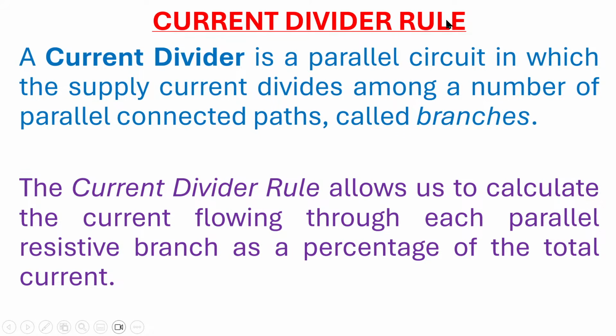Current divider rule. A current divider is a parallel circuit in which current divides among a number of parallel connected paths called branches. So when you have a parallel circuit whereby your supply current divides among a number of parallel connected paths, they are referred to as branches. In those branches, they have different currents flowing through, and the voltage applied to different points varies. So that is exactly what we want to study using the current divider rule.